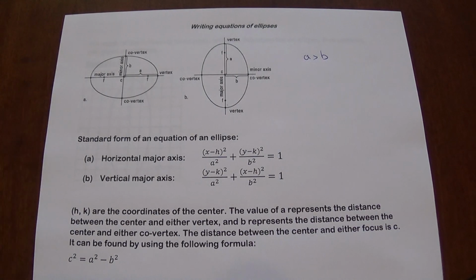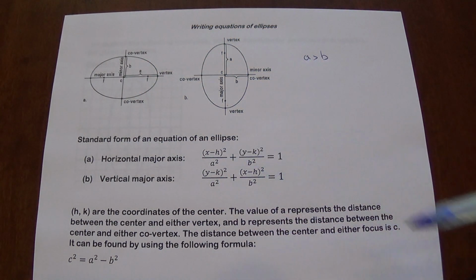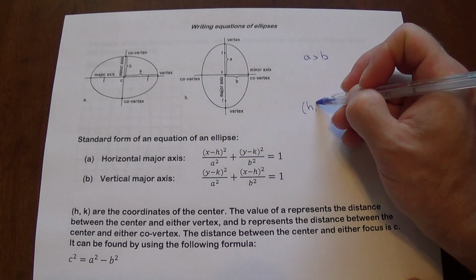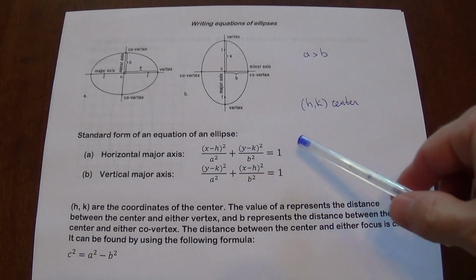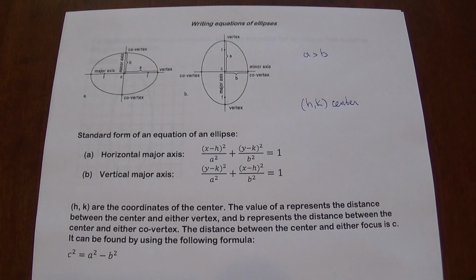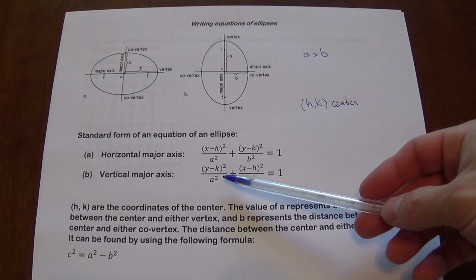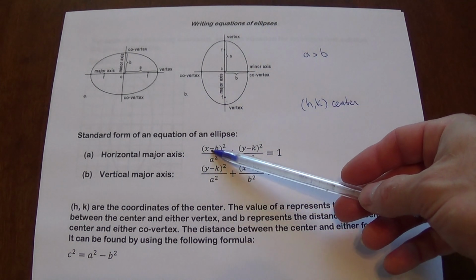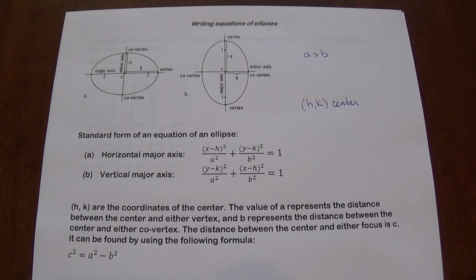The ellipse with a horizontal major axis, the one on the left, has an equation that looks like this. (h, k) will be the center. You can see the equation here. The one with the vertical major axis, the one on the right, is the second equation. Please note that the only difference is that the first one starts with x, and the second one starts with y.